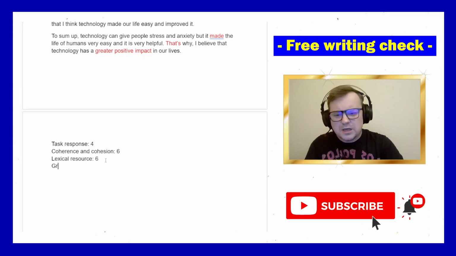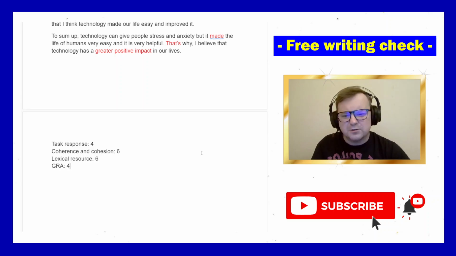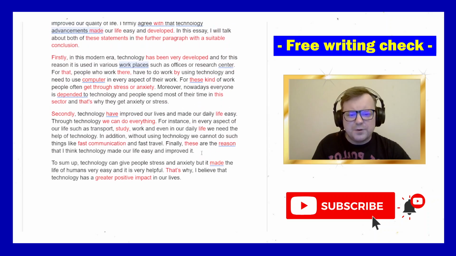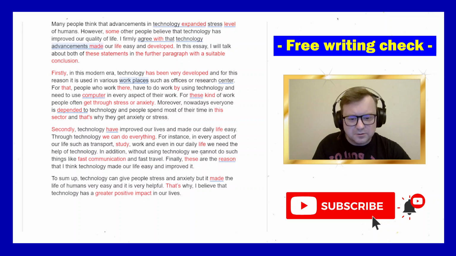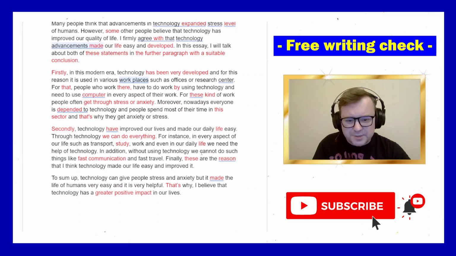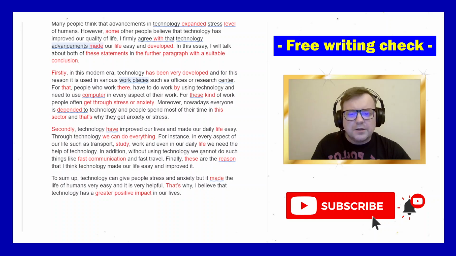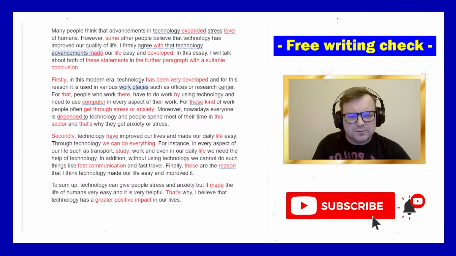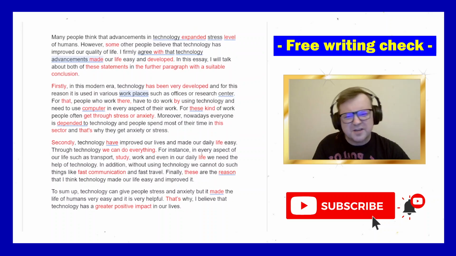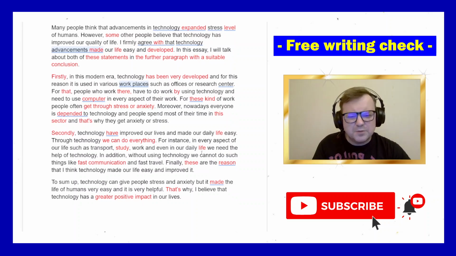Lexical resource. GRA, I think I'm going to be brutal with this and give a 4 for grammatical range and accuracy. The reason why: every single sentence without exception has a mistake. Everyone. There are repeated mistakes with singular and plural, this, that, these, those. Very often using past simple instead of present perfect. That's a slightly trickier thing. There is some use of subordination and complex sentences.